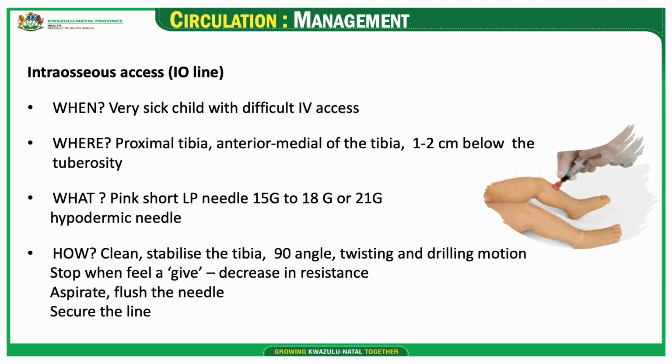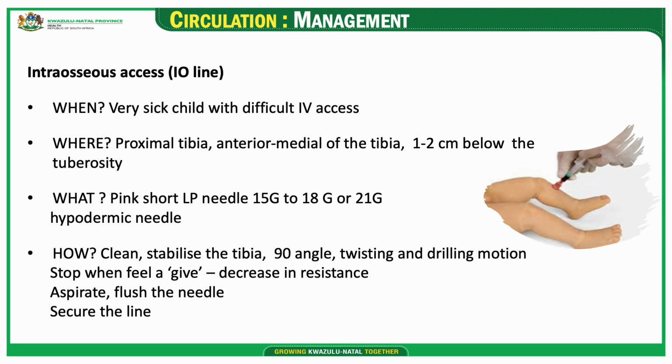So first of all, you want to make sure that you work clean, aseptic technique, you stabilize the tibia, and in about a 90 degrees angle, like you see on the picture, and you want to twist and use a bit of a drill motion when you insert that needle. And you will feel a little give as you go through the bone into the marrow. And when you feel that give, it's the decrease in resistance. And that's really where you want to be. You want to stop and then aspirate.